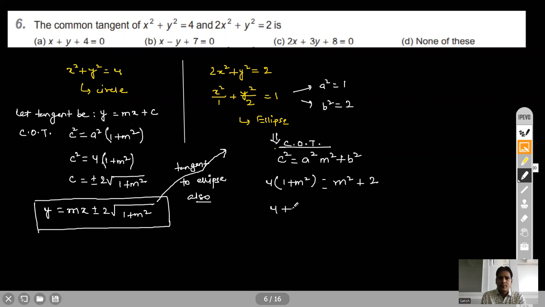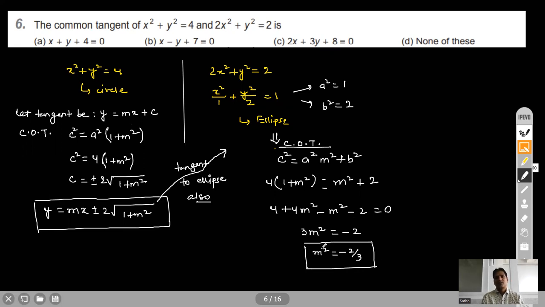So what did we get here? 4 plus 4 m square minus m square minus 2 equal to 0. So from here we get 3 times m square, 4 minus 2 is 2. Coming to the right hand side, it will be minus 2. So we got m square is equal to minus 2 by 3. But wait, can a square of any slope be equal to negative? A square of any number can't be equal to a negative number. It must be either greater than or equal to zero, right? So I think there is no tangent possible, right?